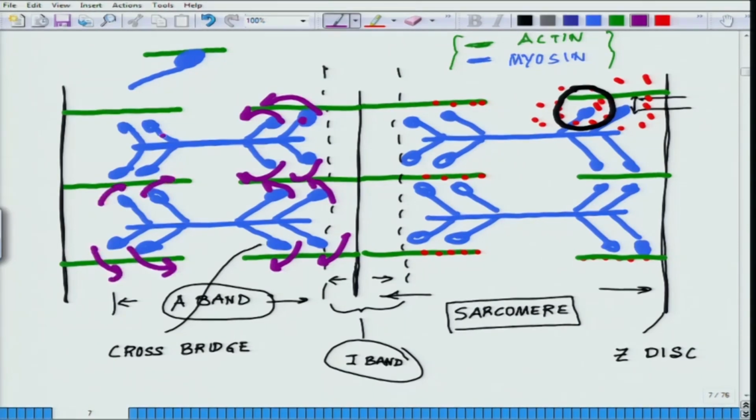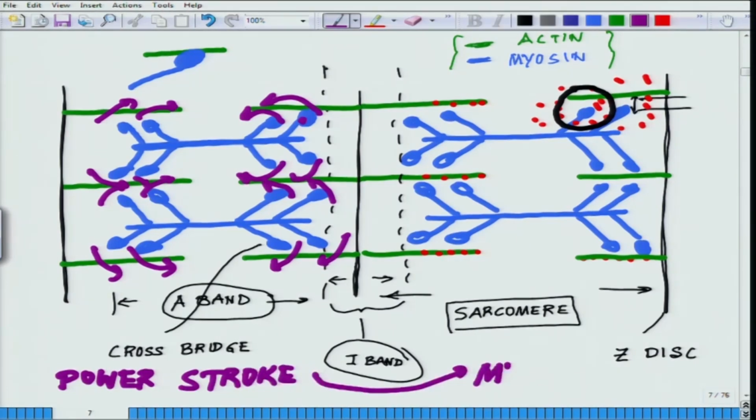Essentially, one can move in one direction, this one will move in this direction, and this one in this direction. All of a sudden it gives something called a power stroke. This is called a power stroke, and this power stroke is what leads to muscle contraction. Now, if you think of it, what exactly happened in this whole process?